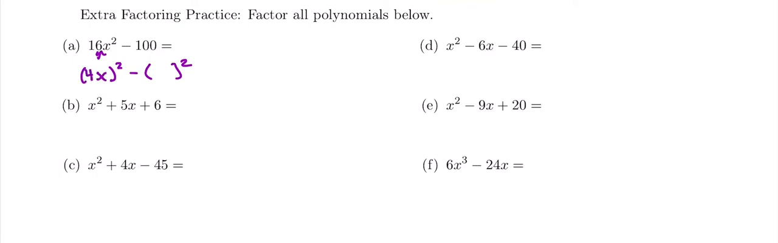And I want x squared, so it has to be 4x getting squared, because then 4 squared is 16, x squared is x squared. Perfect. Can anything square to be 100? Yeah, 10. So this can factor to be 4x plus 10 times 4x minus 10. Nice little difference of two square numbers there.